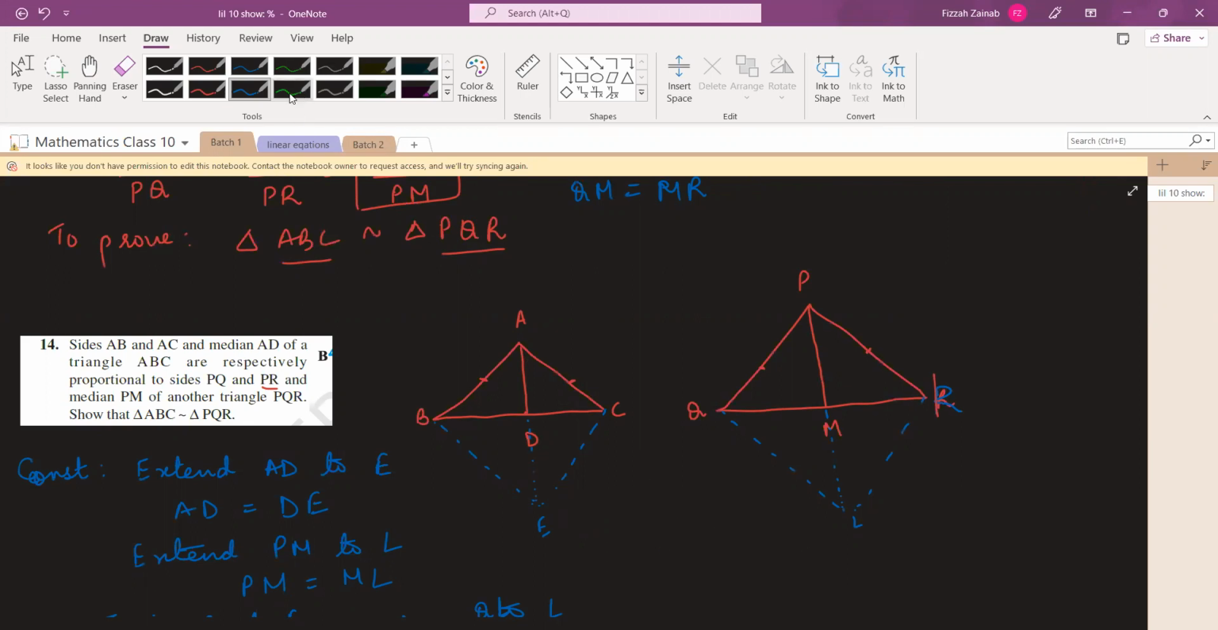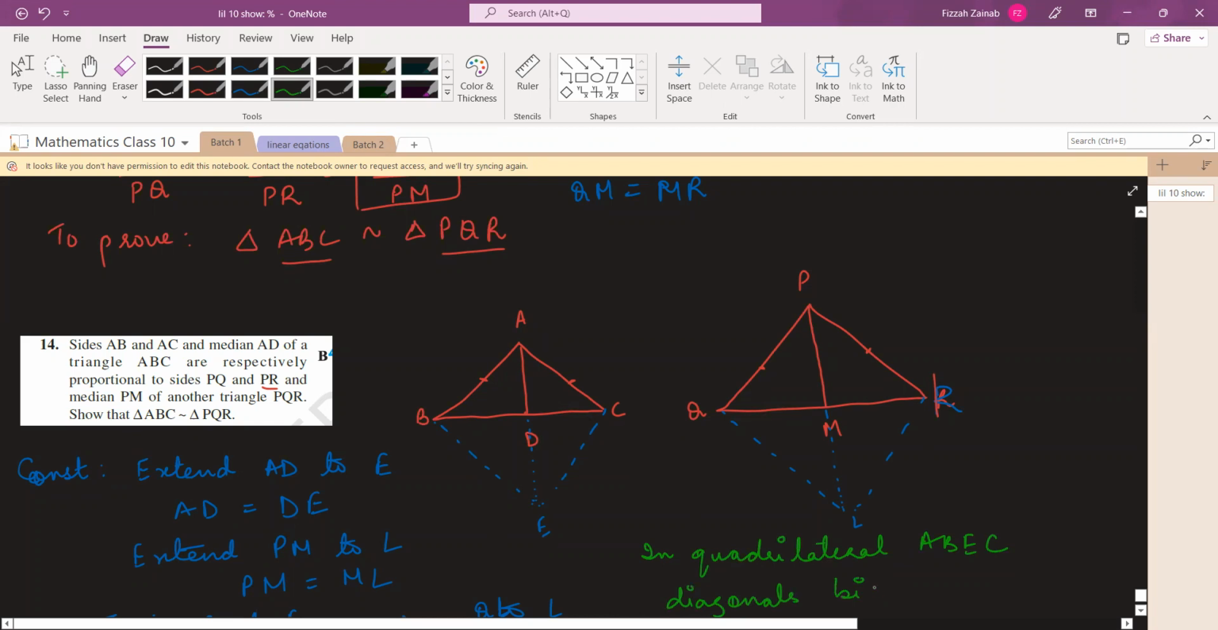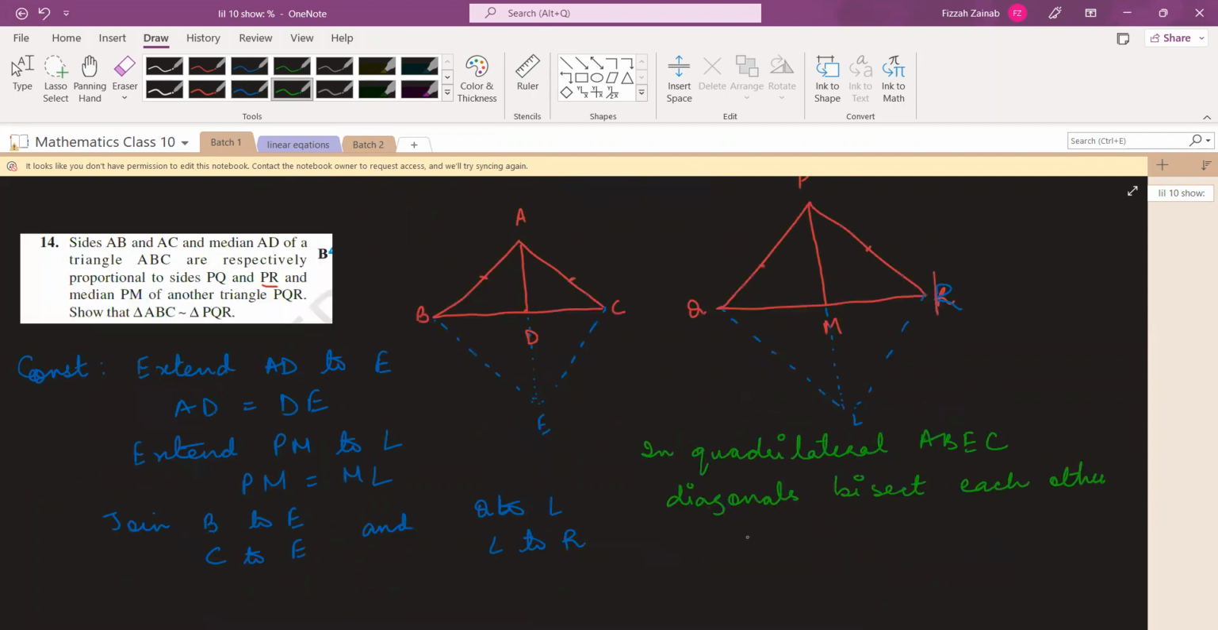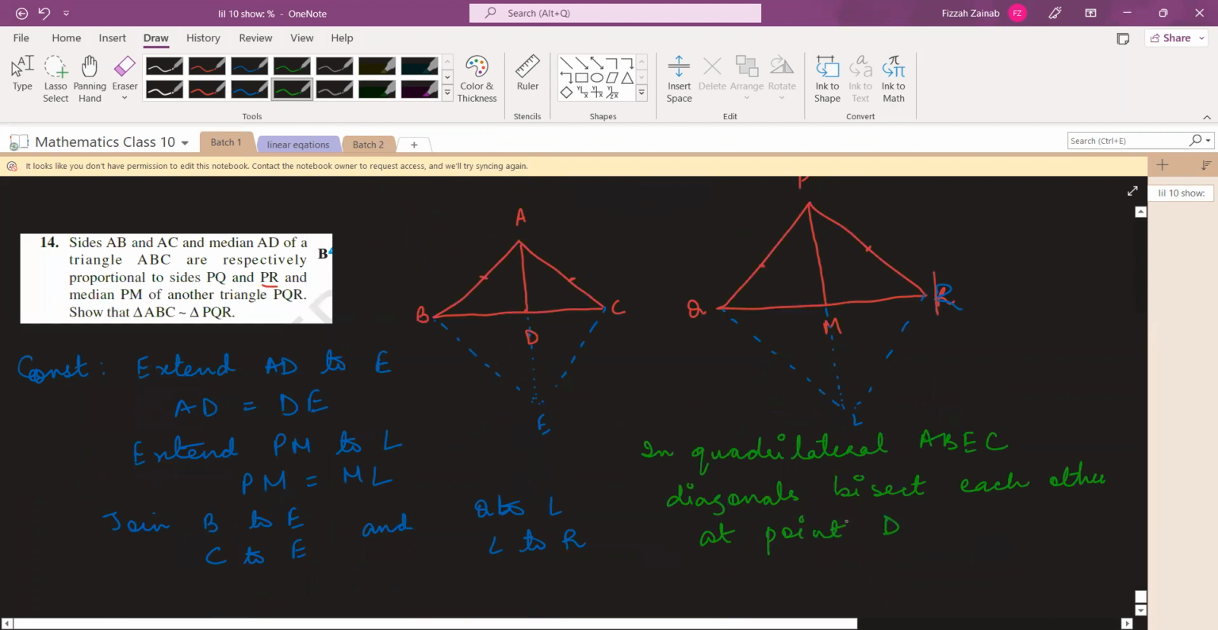So if I consider quadrilateral ABEC, your diagonals bisect each other. That means it divides the other diagonal into two equal parts. So they bisect each other at point D. So now what will happen?